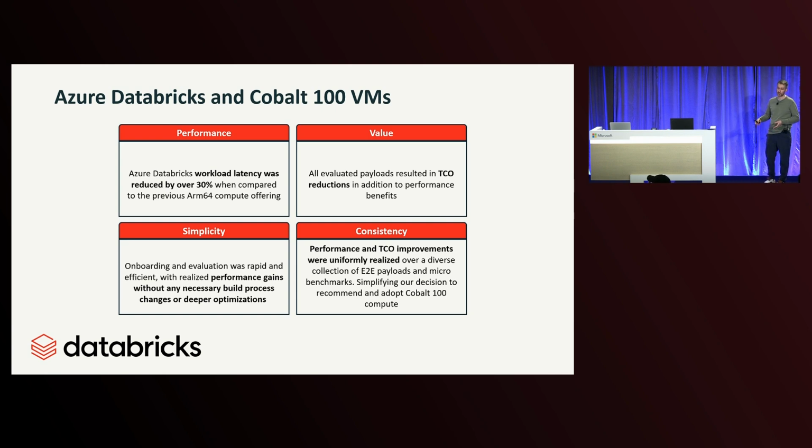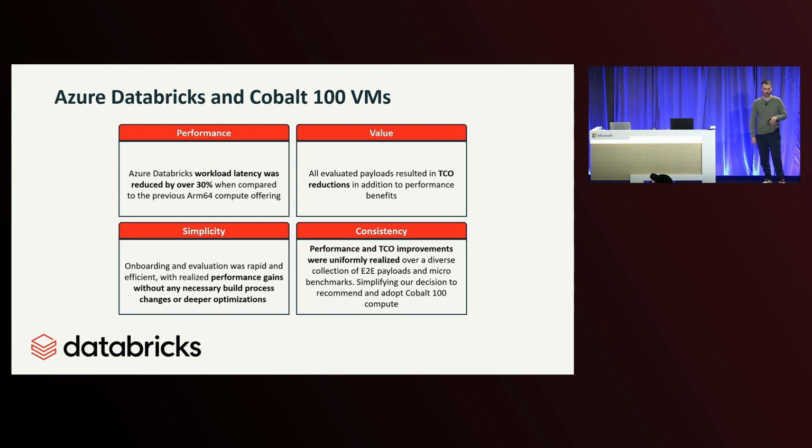And then with regards to consistency, what we really like to see is universal performance improvements. We have many, many customers running all sorts of diverse workloads. So it's extremely valuable if we can point to a particular compute offering and say, without even knowing the nuance of the individual workload, we can have a lot of confidence that they're going to realize significant performance improvements by making a change to Cobalt 100.